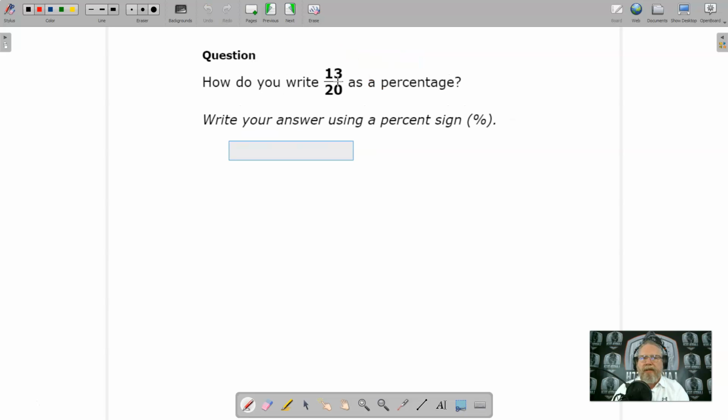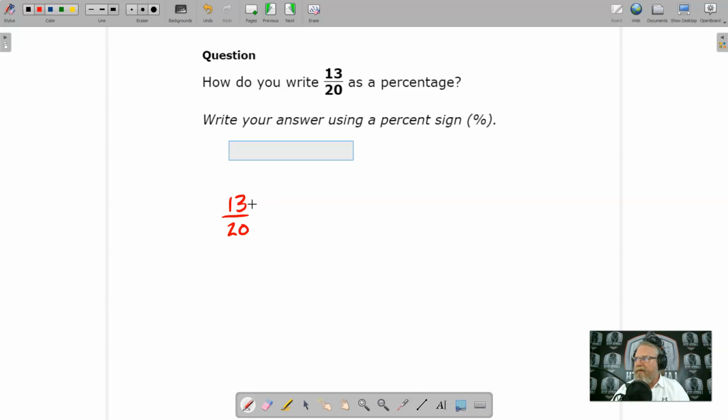How do you write 13/20ths as a percentage? Well, let's go ahead and use this first. We can do this a couple ways. First, we'll do the concept of equivalent fractions, and then we'll take the concept of every fraction is a division problem, and we'll get a decimal number. We'll see how that works out.